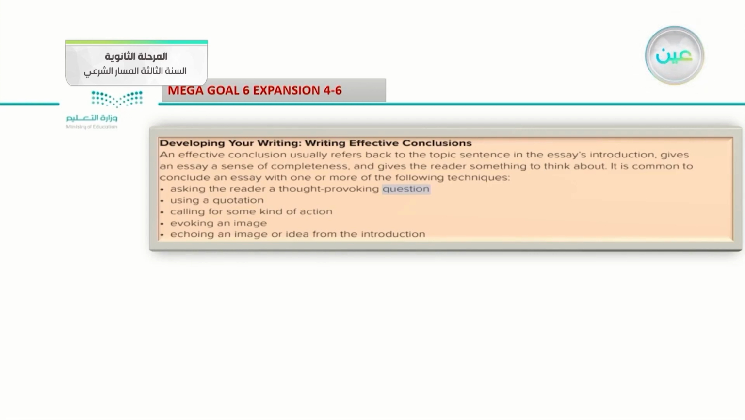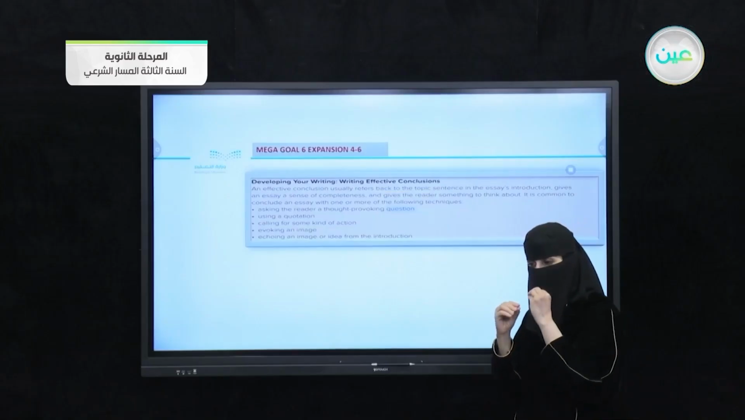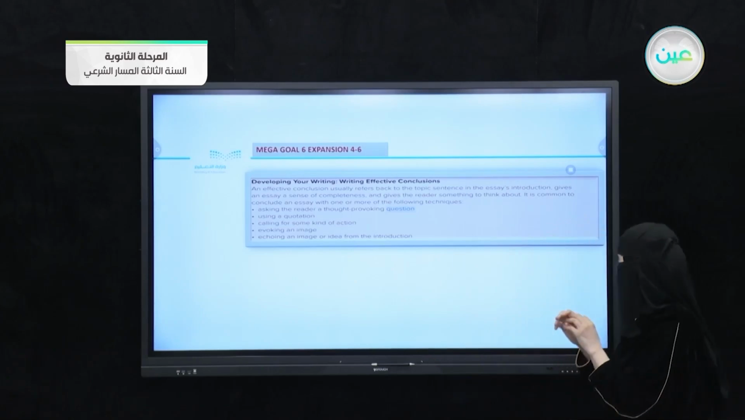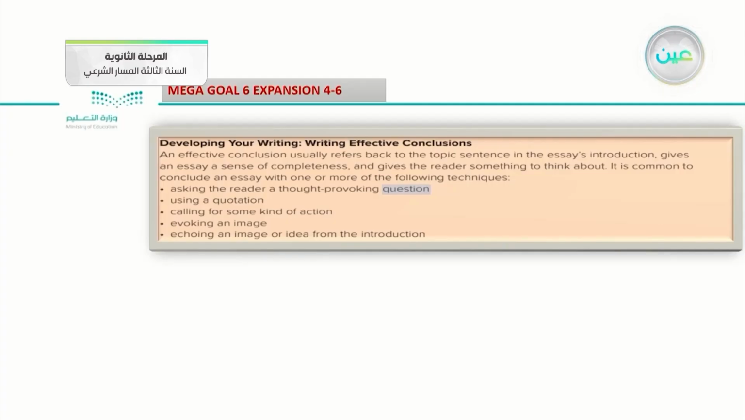Developing your writing: effective conclusions. An effective conclusion, as a definition, usually refers back to the topic sentence in the essay's introduction. So at the start of our conclusion, we will take some information from the introduction of our essay and put it inside our conclusion. It gives an essay a sense of completeness and gives the reader something to think about. From your essay, you should create a sense for your readers, and after that, you should apply some things that keep your reader excited about what you write.